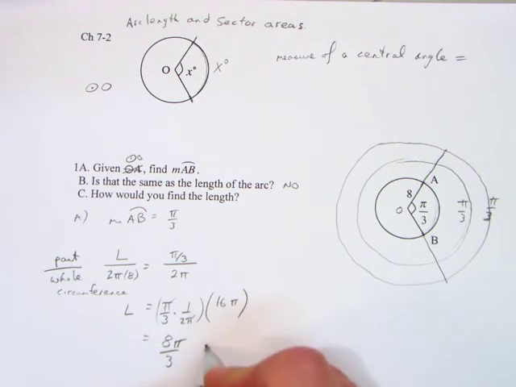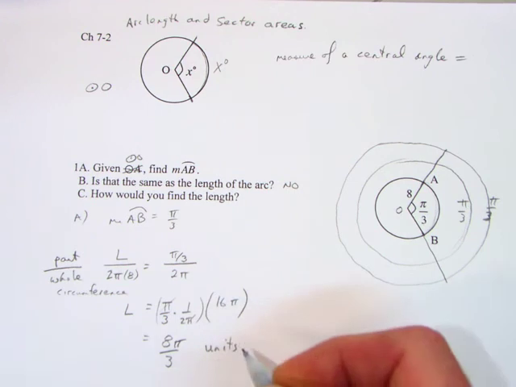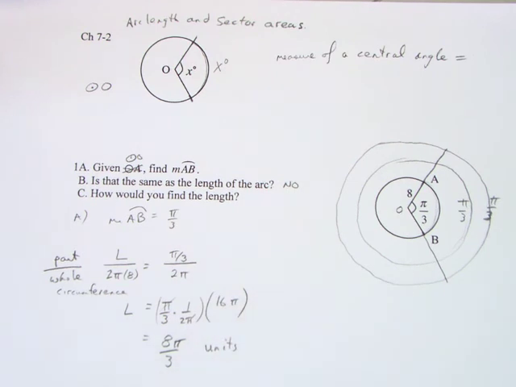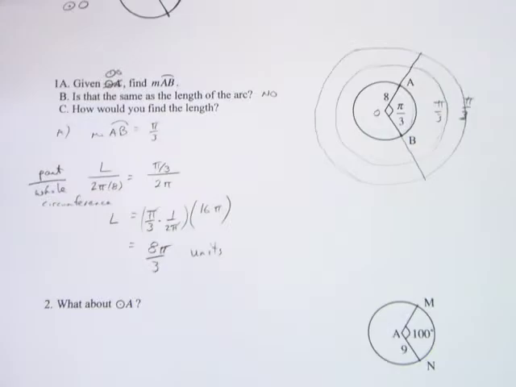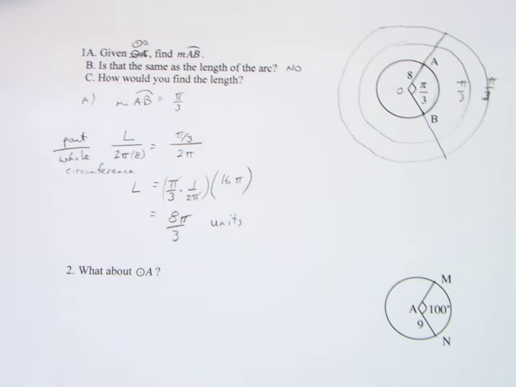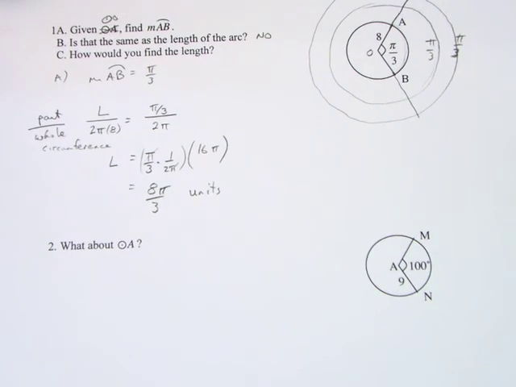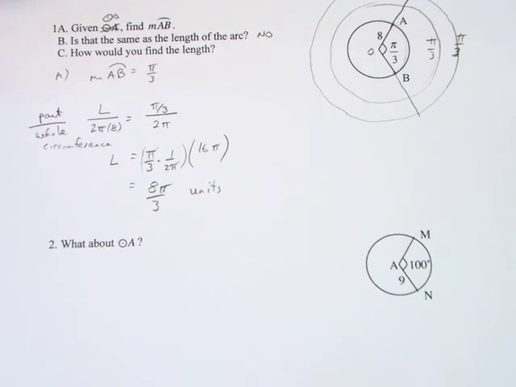Now, what are the units of this? Well, we weren't given units. They're just going to be called units. Since there's a pi in it, does that mean it's a radian? Definitely not. Remember, pi is just a number, 3.14159, approximately.